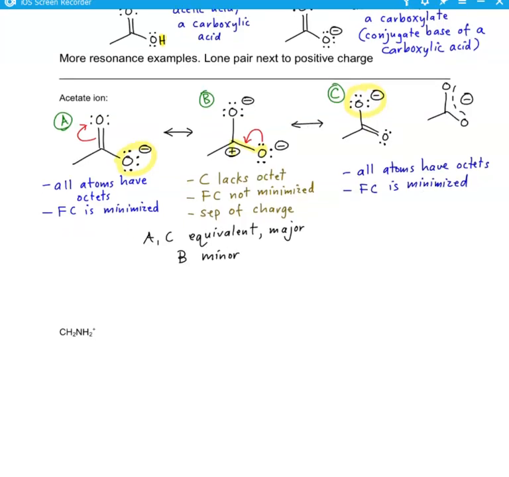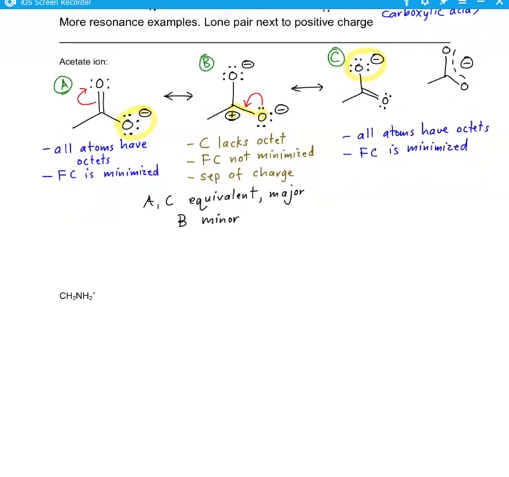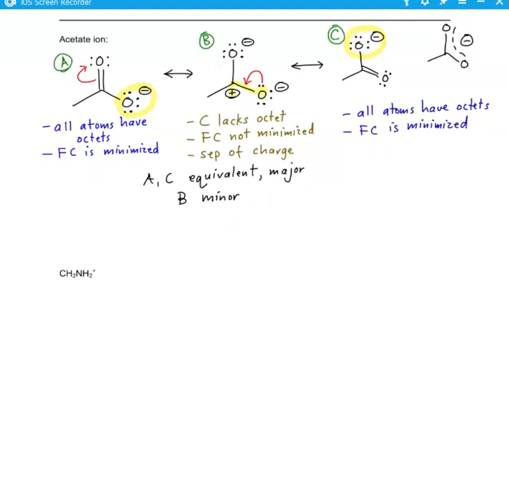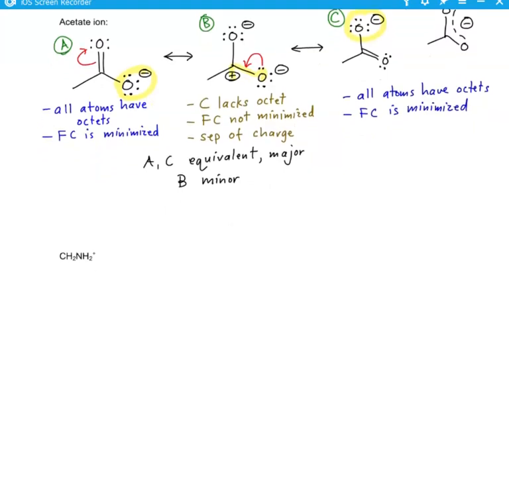Let's do this for another compound. So this one is also an ion. It's just a positive ion. So this is a cation. CH2NH2. Like I said previously, oftentimes when they give you a formula, they give you the atoms in the order in which they're bonded. So let's start by drawing this structure.